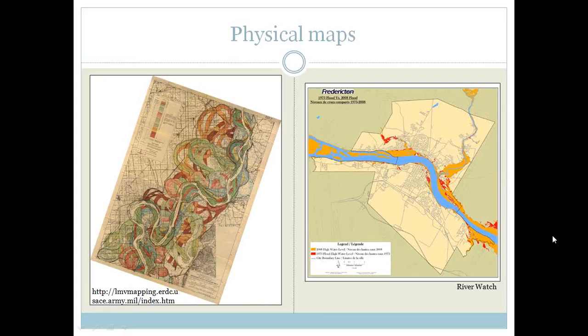On the right there is a map for Fredericton from the Riverwatch website. You can see that this is a map of where there's been historical flooding. The 1973 flooding extent is in red, and the 2008 flood, the one that's more in recent memory, is in orange. This is where the physical meets the human. Physical patterns, in this case flooding, meet human concerns, because we're concerned about where flooding is, and that may affect, for example, development.